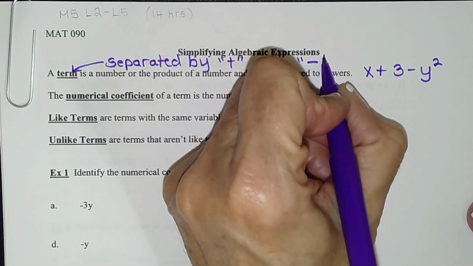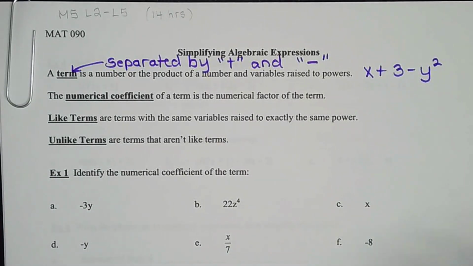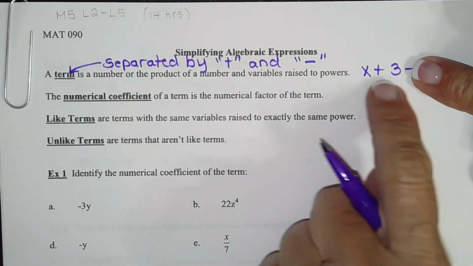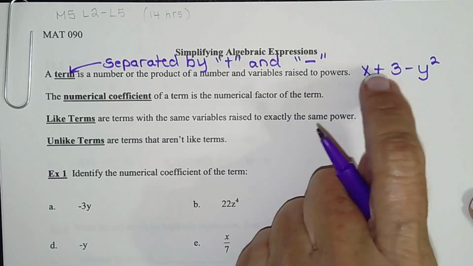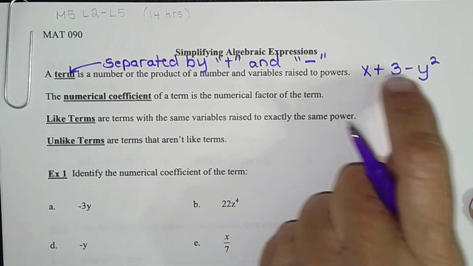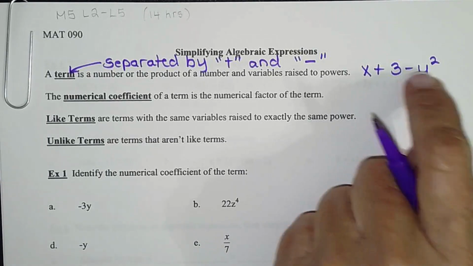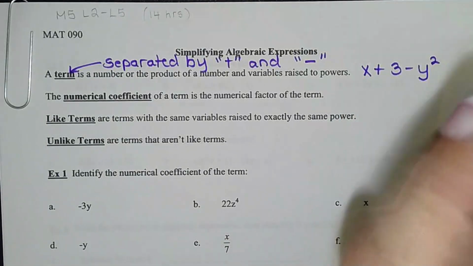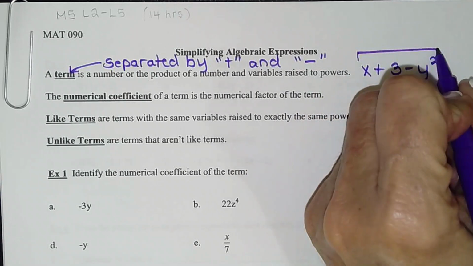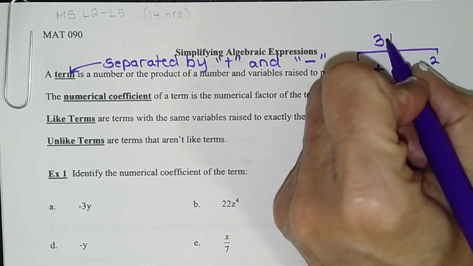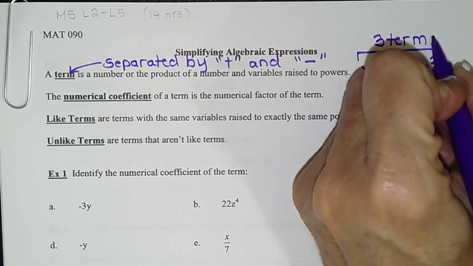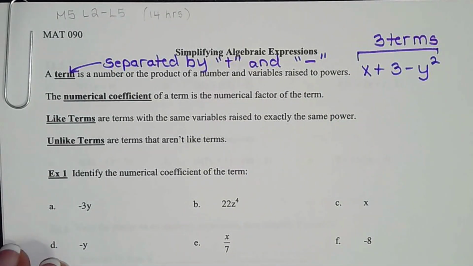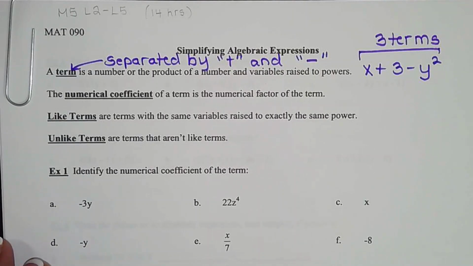So when we were talking on lesson 1, if it's 2 or more terms, it needs to be in parentheses. That would be 2 terms. This would be 3 terms. So there's a term, there's the plus sign. There's a term, there's the minus sign. There's a term. So this is considered 3 terms. Terms are separated by addition and subtraction signs.